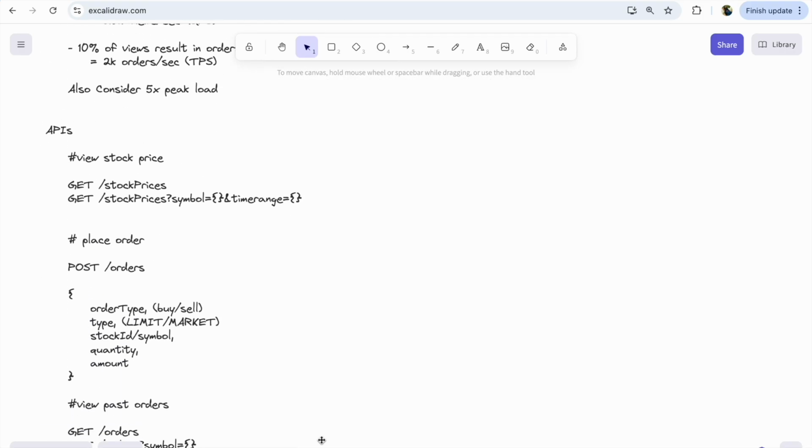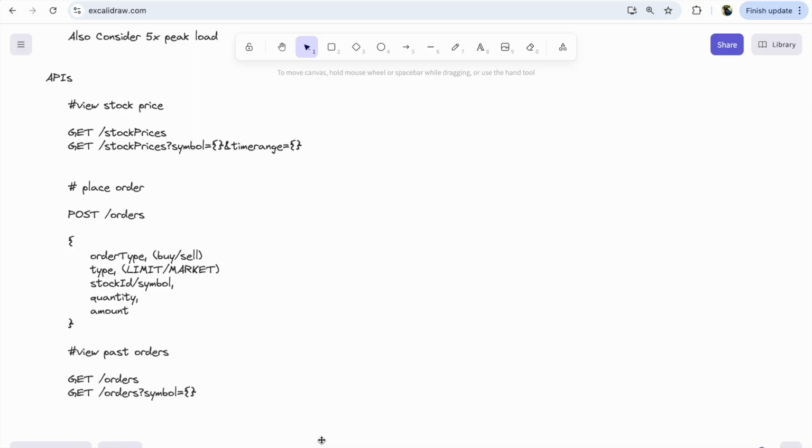So here I have now discussed a few APIs. We'll see later if we have to change a few APIs, we'll come back and change. The first one is viewing the stock prices. We can have one API like GET /stock-prices. This will give a consolidated view of the stocks, like the current stock price for a few stocks. We can have the result in a paginated way.